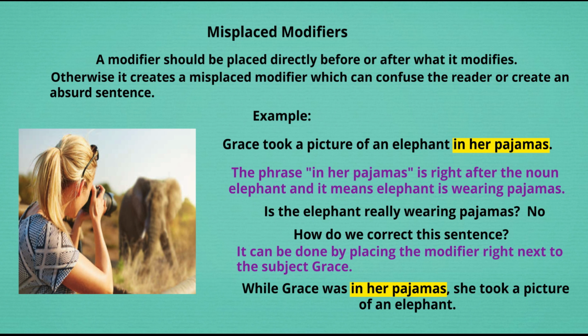So, how do we correct this sentence? It can be done by placing the modifier right next to the subject Grace. Right? Because in her pajamas is describing Grace and not the elephant. While Grace was in her pajamas, she took a picture of an elephant. And now this makes complete sense and it is grammatically correct. Because in her pajamas is describing Grace.